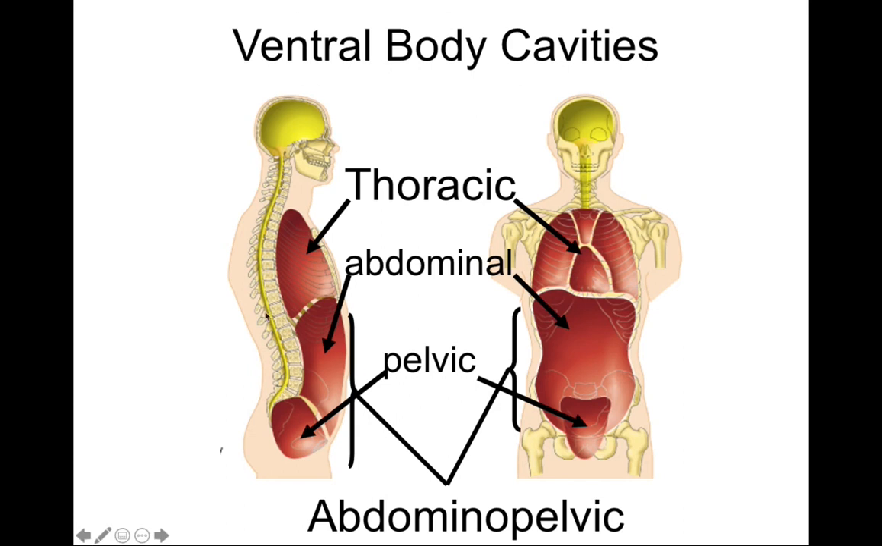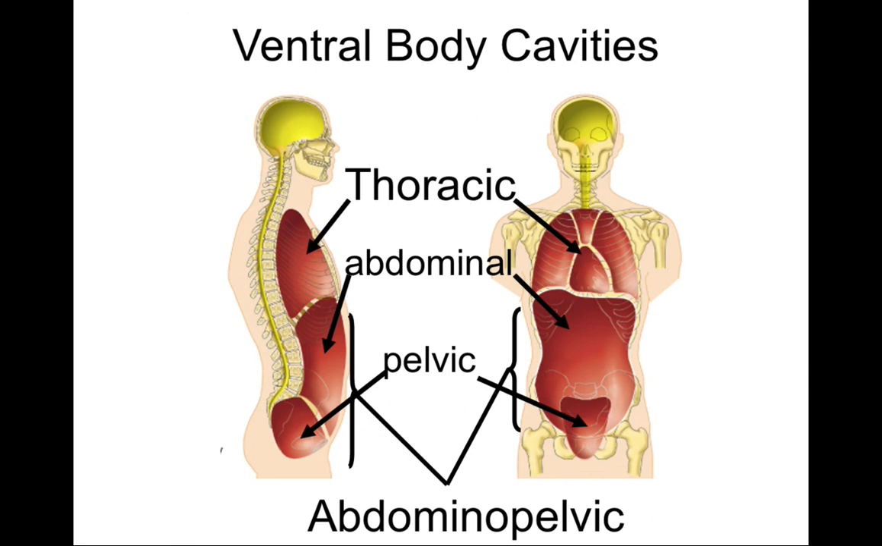Ventral body cavities are found towards the front side of the body. We have the thoracic cavity and the abdominopelvic cavity. And depending on how you look at it, you can separate the abdominopelvic cavity into the abdominal cavity and the pelvic cavity. In particular, the thoracic cavity contains 3 structures, 2 lungs and 1 heart. You can see those spaces shown here. Both of the lungs can be found in the thoracic cavity with the heart right in between.